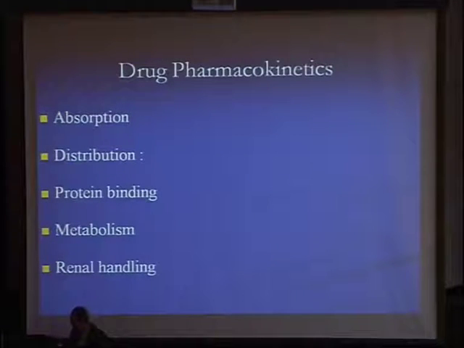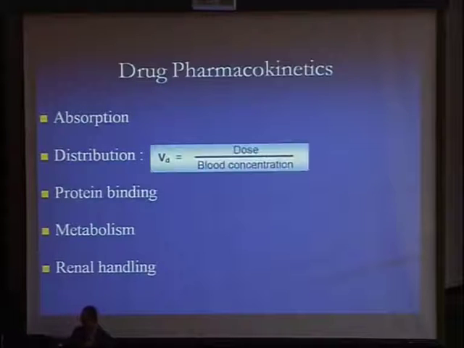You have absorption and you have distribution. And the volume of distribution will depend on the drug dose in relation to the blood concentration. If you have a large volume of distribution, this means that little amount of the drug will be present in the blood. So in this case, little drug will be dialyzable, and probably this drug is going to be lipid soluble. This is if you have a big volume of distribution, and the reverse is true. Then we have the protein binding, and then metabolism and renal handling. So these are the steps.